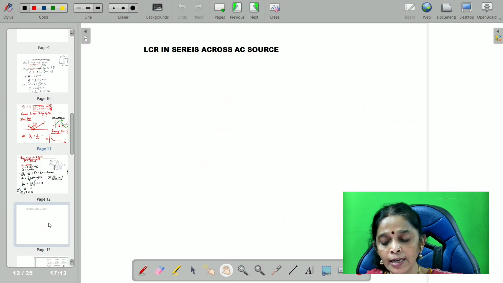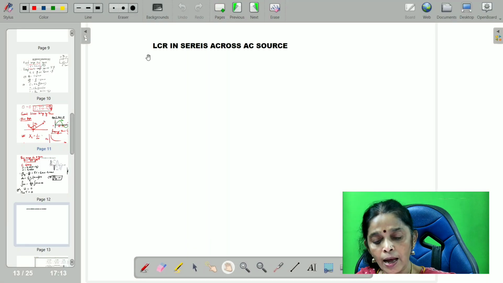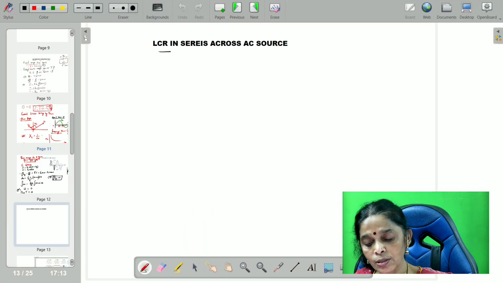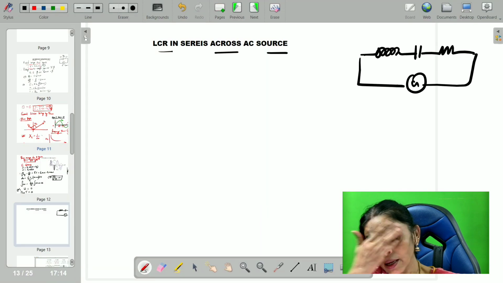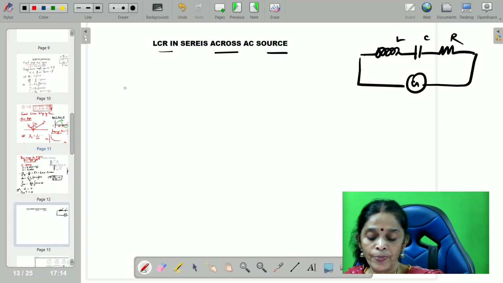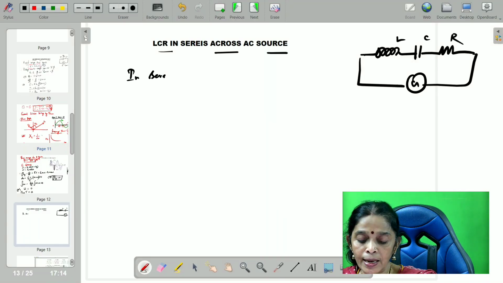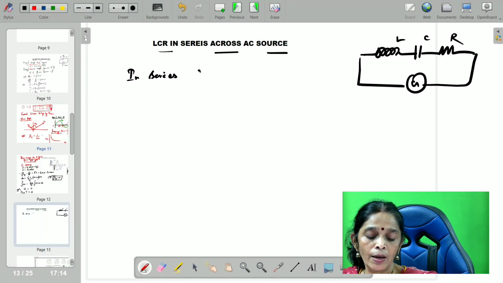And we will go for the LCR in series across the AC source. LCR series across the AC source. L I am connecting, capacitor I am connecting, resistor I am connecting across the AC source. In series, what is same, children? In series, current is same.